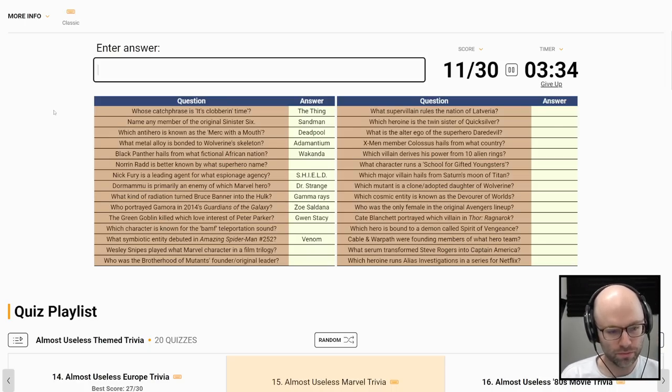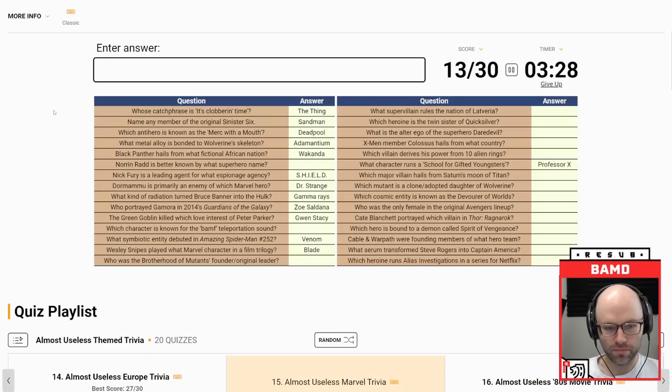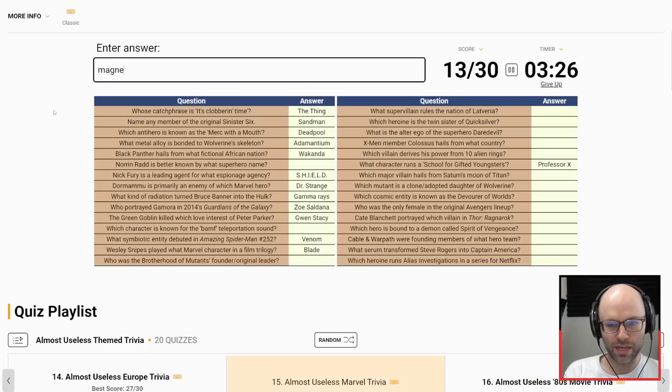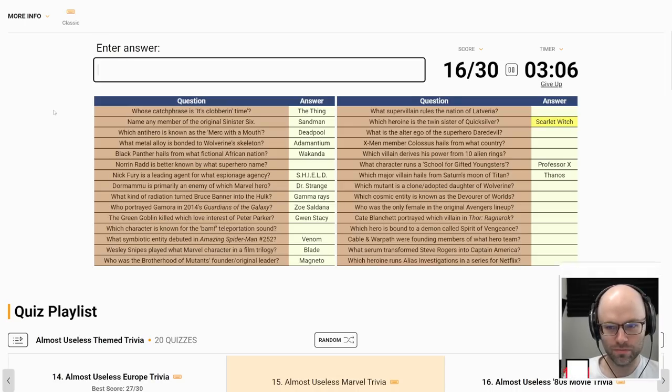Wesley Snipes played Blade. The Brotherhood of Mutants was founded by Professor Xavier. The Brotherhood of Mutants was founded by Magneto. Which supervillain rules the nation of Latveria? Thanos? Ultron. I don't know. Which heroine is the twin sister of Quicksilver? Wanda. I mean, Scarlet Witch.